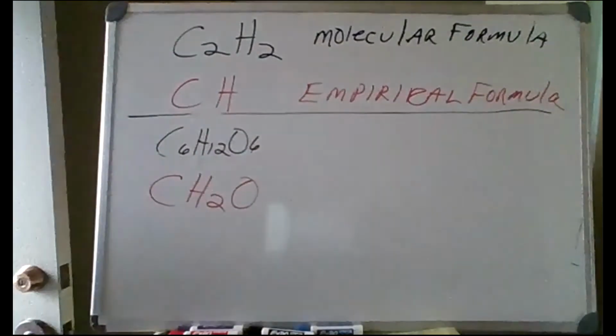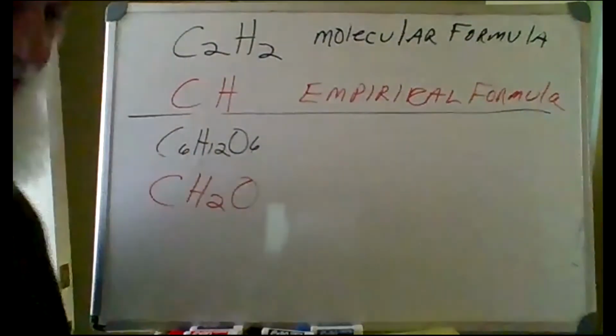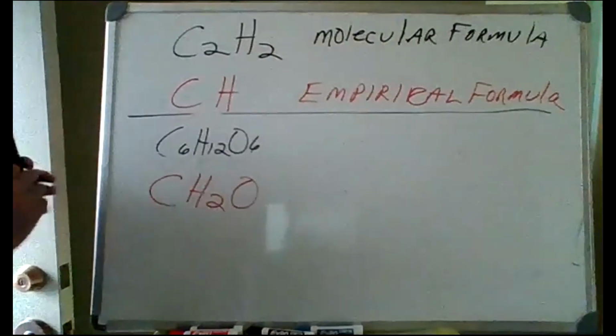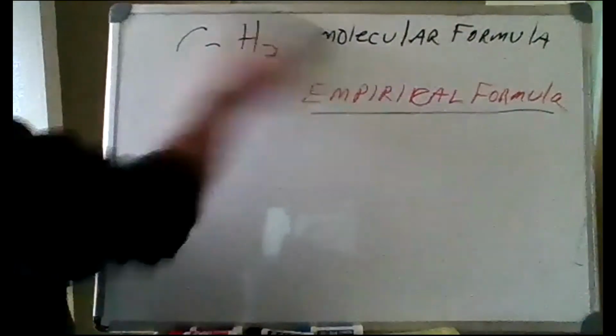But let's see how to name these beasts. That's what we're after. Again, glucose and fructose have the exact same molecular formula, C6H12O6, but they're quite different compounds.